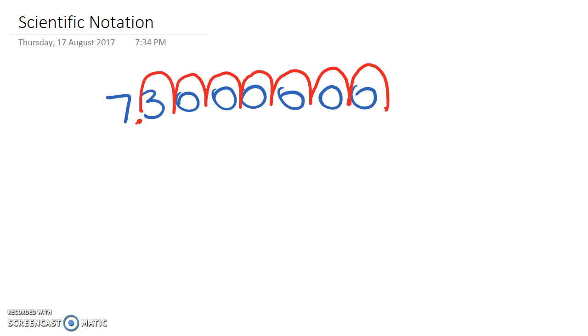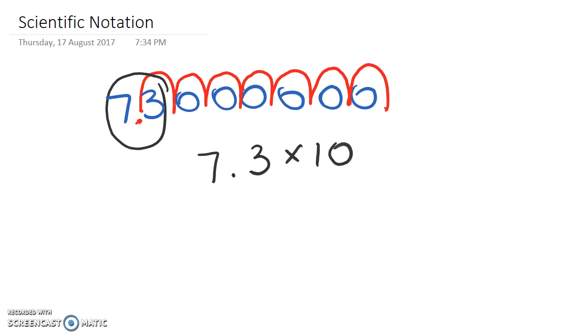Okay, so if we put our decimal place there, let's just take this number here. So here we have 7.3. Now because we shifted our decimal place, we need to write times 10, and we need to have a power as well. So because we had to shift our decimal place left, that means our power will be positive. We had to shift our decimal place left by 1, 2, 3, 4, 5, 6, 7 places. So it's 7.3 times 10 to the 7.